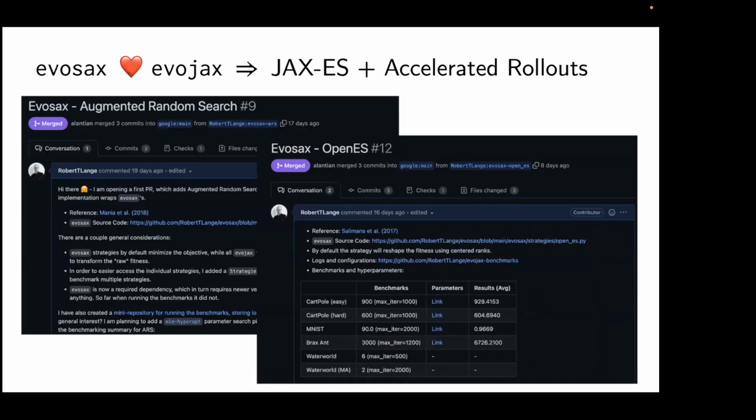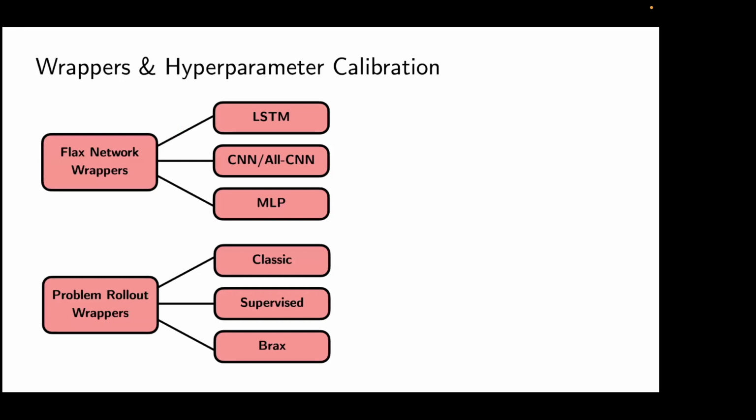And basically this has led to me providing the backend for many of the evolution strategies in evosax. Here you can see two examples of merged pull requests where we're now integrating augmented random search and OpenAI-ES into evosax. I'm also providing simple Flax network wrappers and some problem rollout wrappers, not as extensive as evosax.